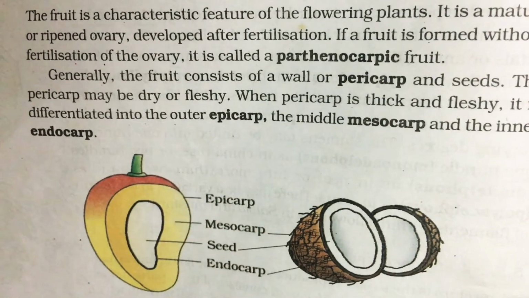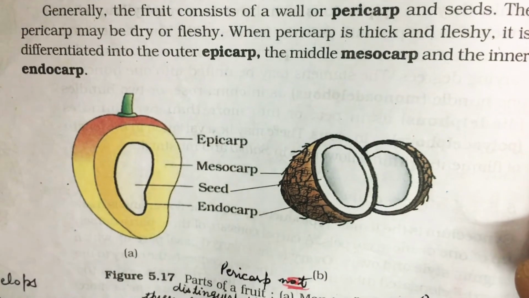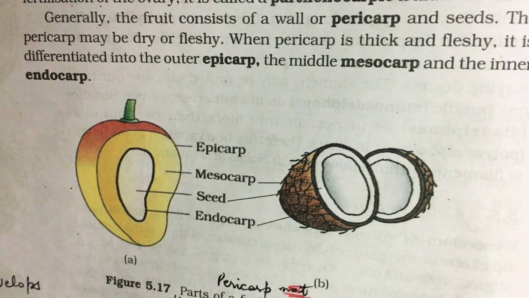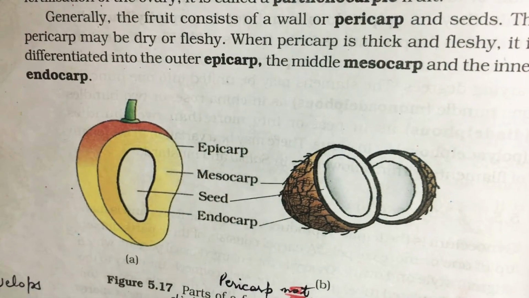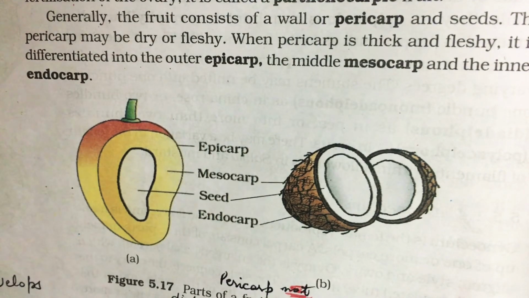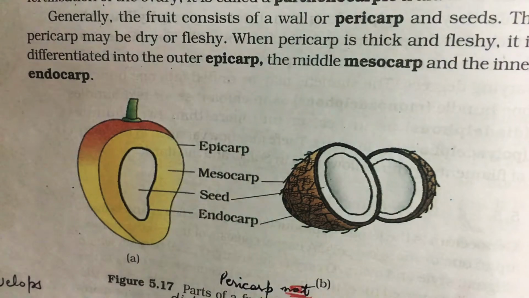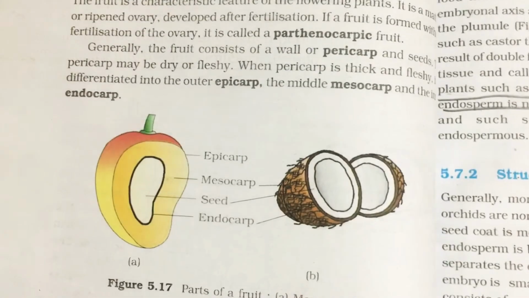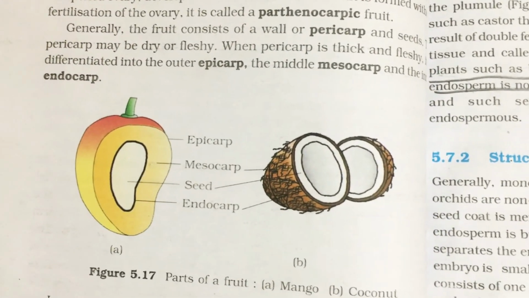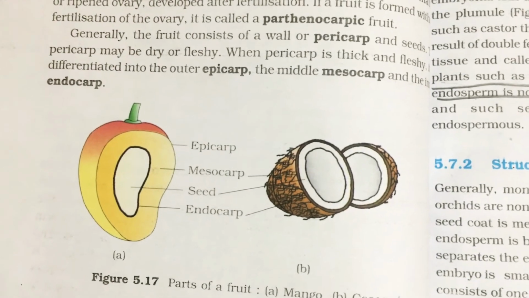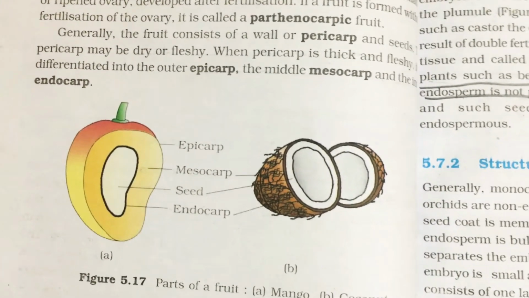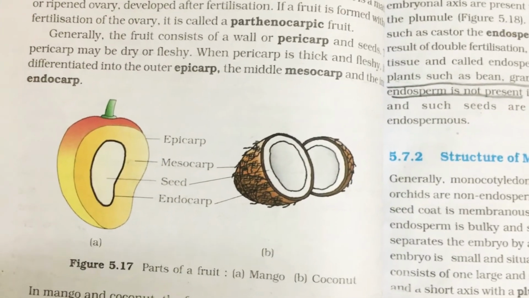Generally, the fruit consists of a wall or a pericarp and seeds. What is present in the fruit? The outer layer is called pericarp and inside are seeds. The pericarp may be dry or fleshy. When pericarp is thick and fleshy, it is differentiated into outer epicarp, middle mesocarp, and the inner endocarp.